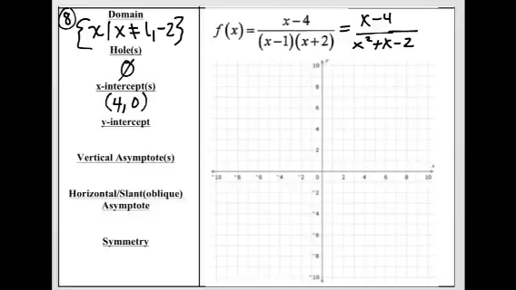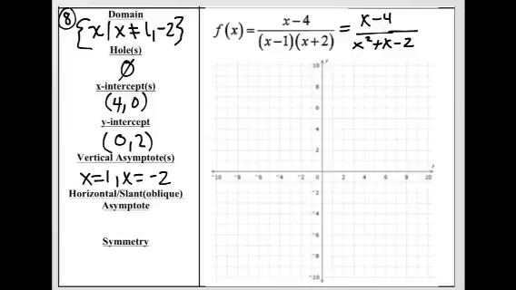Y-intercept, again, cover up all the x's. So this one, oh sorry, let me go to this side. This one and these two, so we're just left with negative 4 over negative 2. So that's (0, 2). Vertical asymptote, there are two of them: x equals 1 and x equals negative 2.